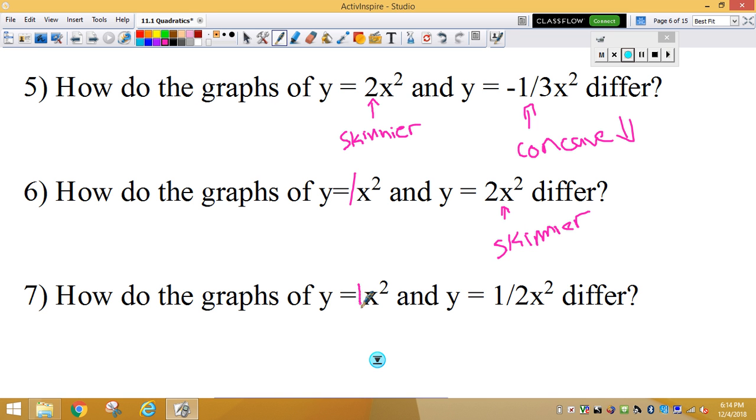And here, this is a 1, this is 1/2. Well, 1/2 is smaller than 1, so that means this one is going to be wider.